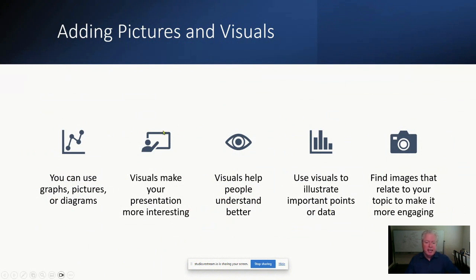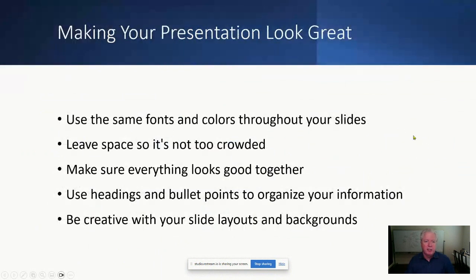And then you can see these images I use. Look here, visuals make your presentation more interesting. So I'm using this little person kind of like they're presenting. People can see better, see that icon, right? I'm using an eyeball. And then I'm using a bar graph to show that I can illustrate points or data more clearly. And then the AI tool is telling me, hey, make sure you find images that relate to the topic. And so basically it's saying go off and look for camera images there.